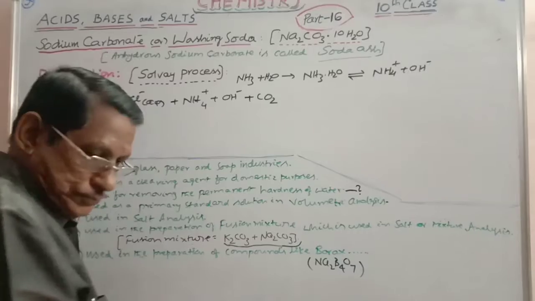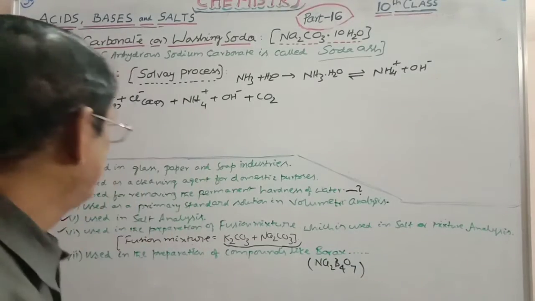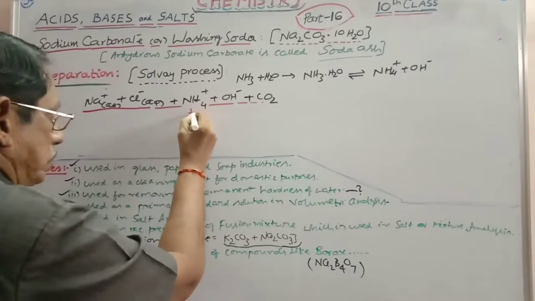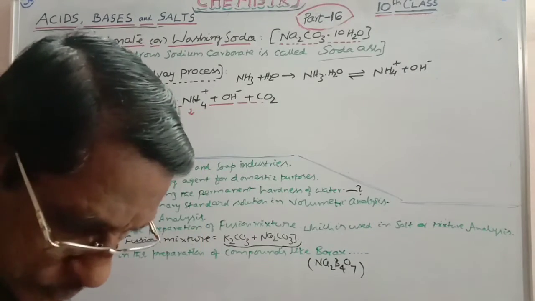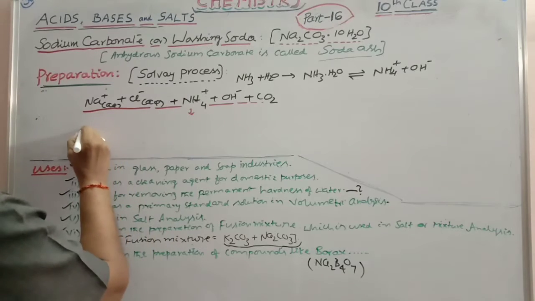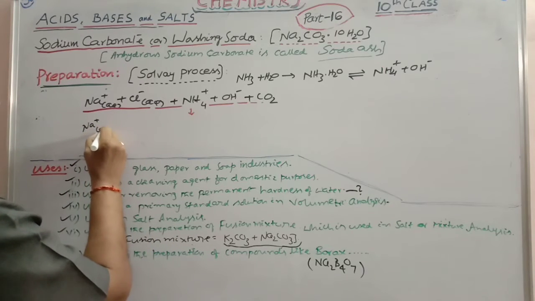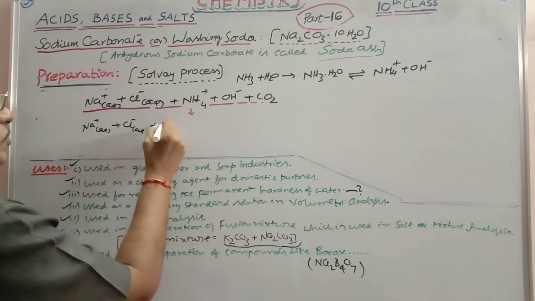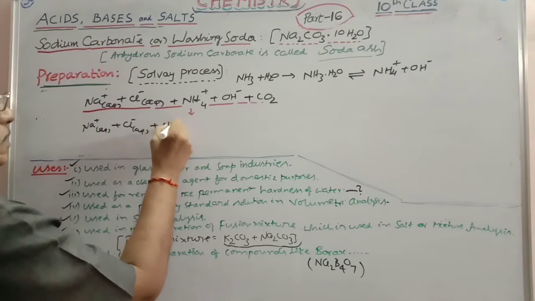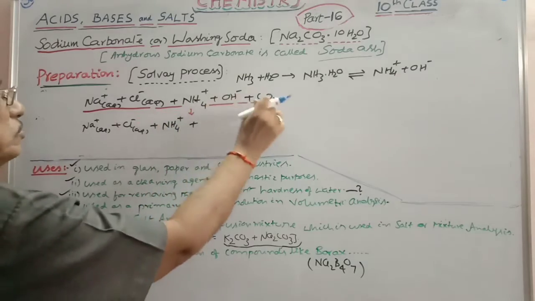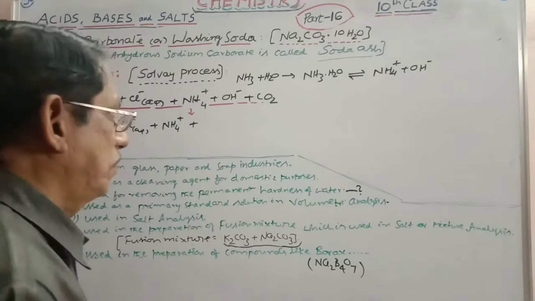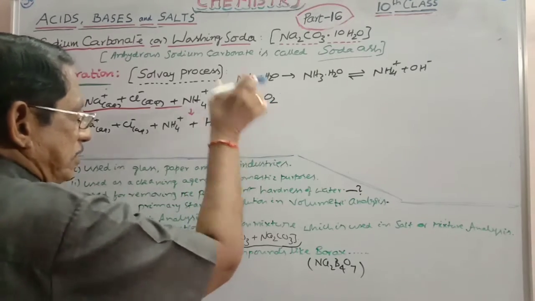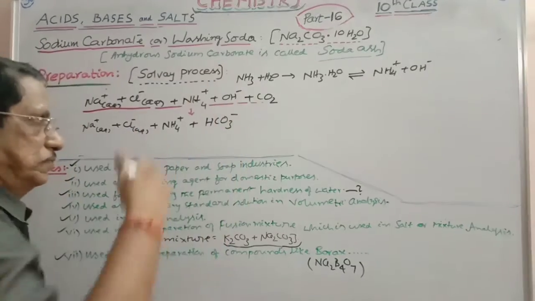Then what happens? You have to observe carefully here. These ions are present in the solution, right? So these are now converted into sodium ion, chloride ion, ammonium ion, plus these two combined, that is the peculiarity here. You will get HCO3 minus, the bicarbonate ion, formed by the combination of these two.